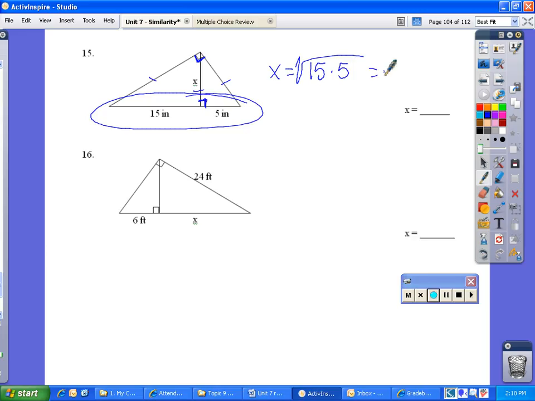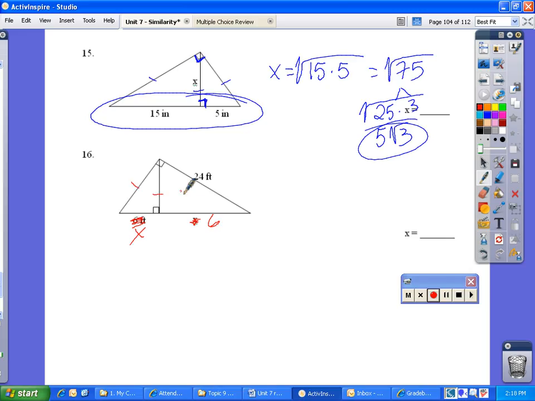So if I take 15 times 5, I get 75. And to simplify the square root of 75, that's 25 times 3, which is 5 root 3. And that's the value of x for 15. Number 16, I actually want you to change the diagram. We're going to make this little part here 6 and this part x. The other way is actually really complicated to solve.